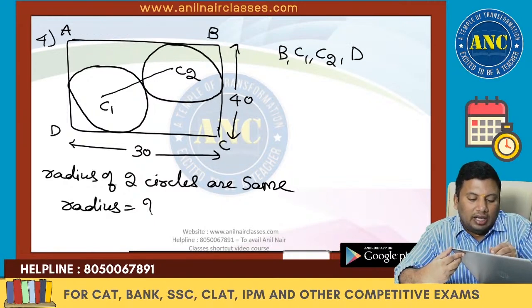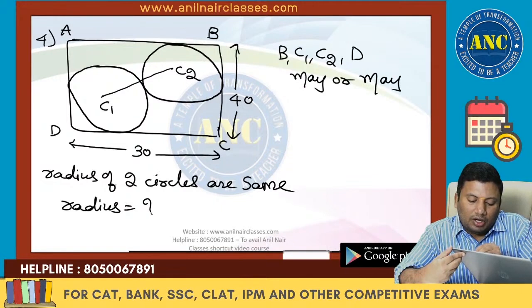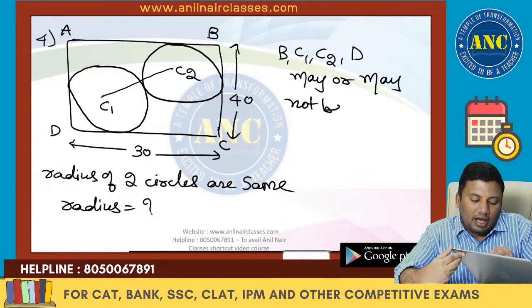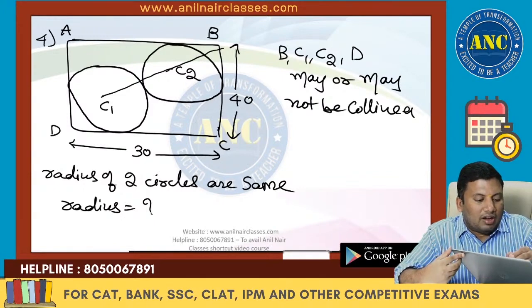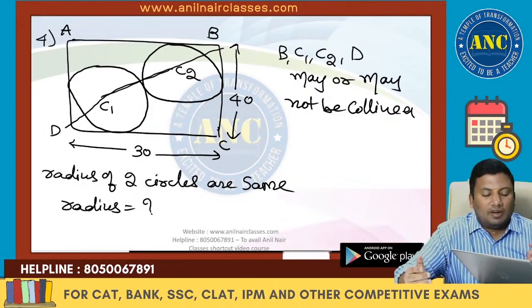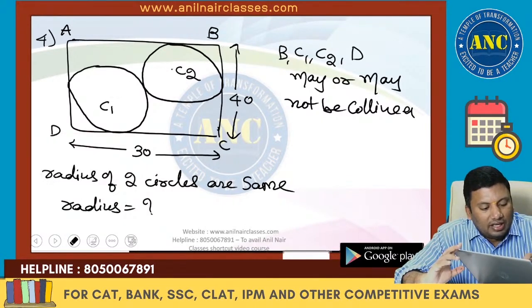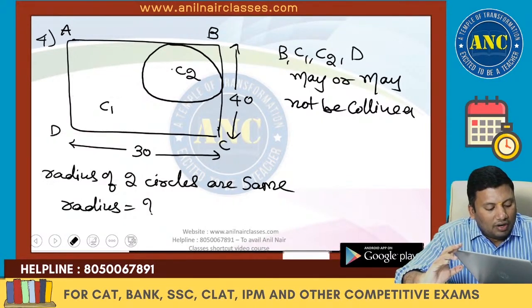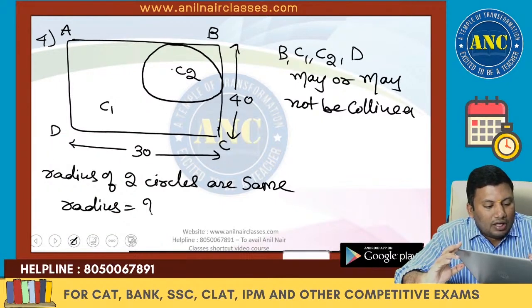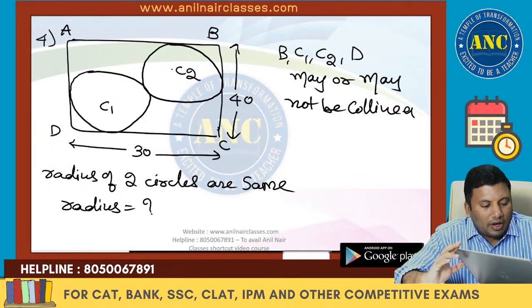C2, D may or may not be collinear. They may or may not be collinear. So just don't make this mistake of drawing it like this and solving it. That is a mistake, which is not given in the question. If it is not given in the question, you will not take that value. I hope it is clear.